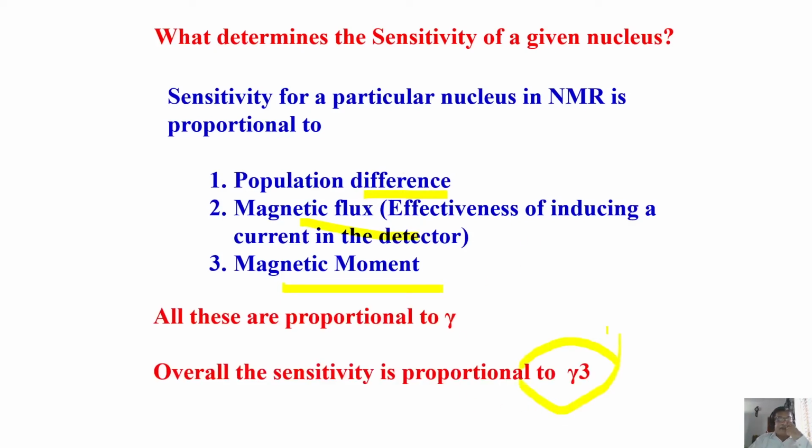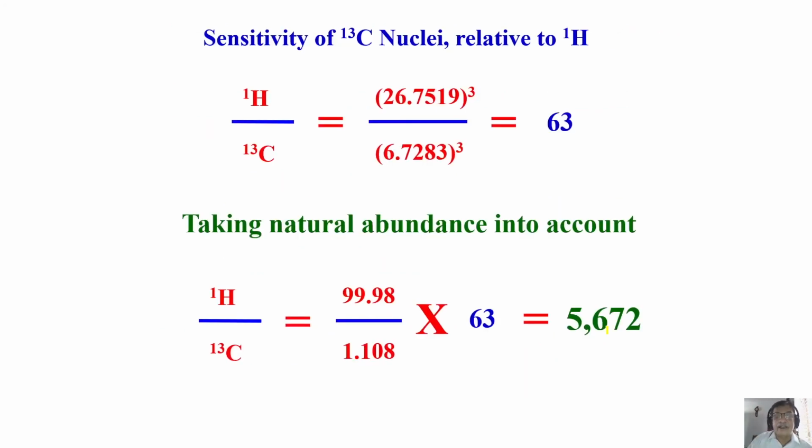Remember, you worked out the sensitivity for proton, carbon and nitrogen related to that of proton in one of the classes I showed in the slide. I guess you remember all those things, right? Don't forget that sensitivity factor we calculated. Again, I'm showing it here.